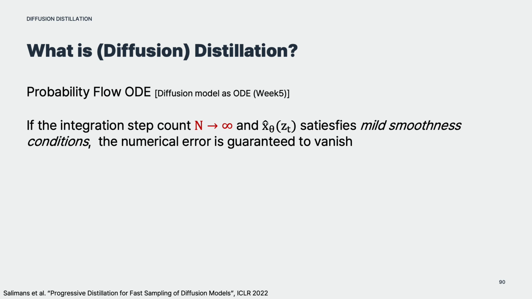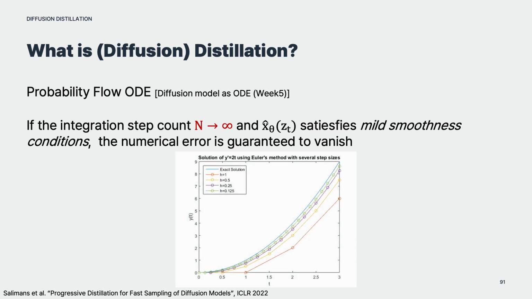Here, a numerical analysis perspective comes into play. If the integration step n goes to infinity and our predictions satisfy mild smoothness conditions, the numerical error in the predicted image or sequence is known to converge to 0. This is also intuitively obvious. The following is an example from numerical analysis. If we increase the number of integration steps, we can continually approximate the exact solution more closely.